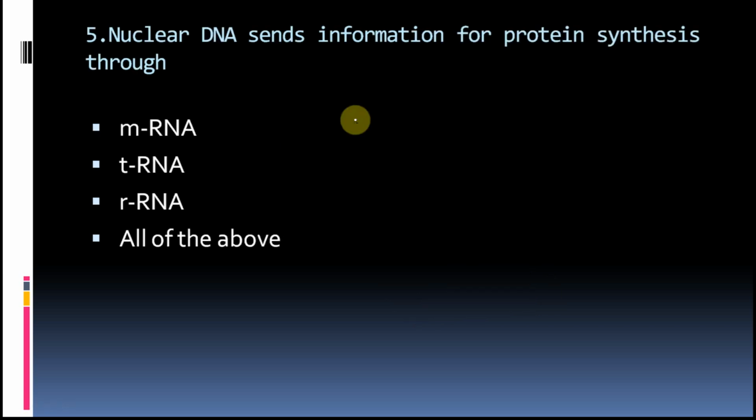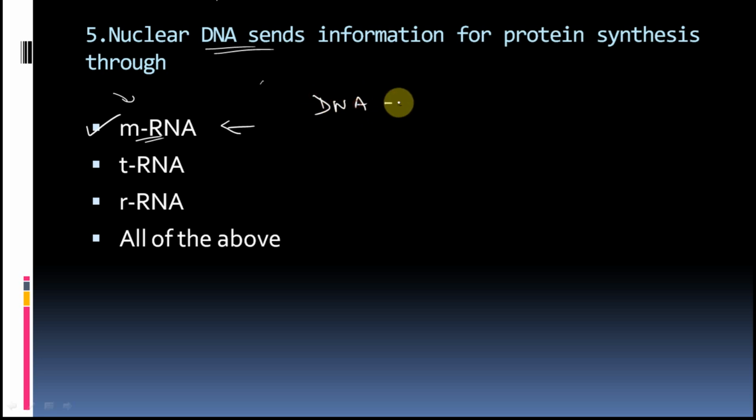Now the fifth question is, nuclear DNA sends the information for protein synthesis through mRNA, tRNA, rRNA, or all of them? It sends the information through the mRNA. tRNA doesn't send it. tRNA just comes at a later point. They read the mRNA information and pick up the amino acids and add them in order to synthesize the protein. But they are not directly involved in sending information from the DNA to RNA.